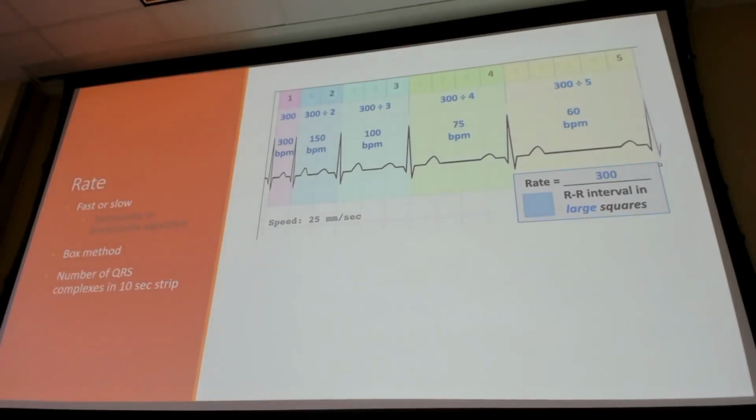But here's our rate. In the ER, we look at it: is it fast or slow? I like to use the big box method. Maybe I'm not that smart, but I don't like to do any real calculations. So one big box is 300, and then you just count them: 2 is 150, 3 is 100, 4 is 75, 5 is 60. Anything over 100, we know it's fast. Does that make sense to everybody? All right.